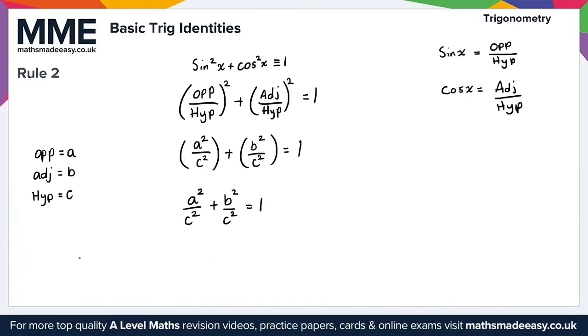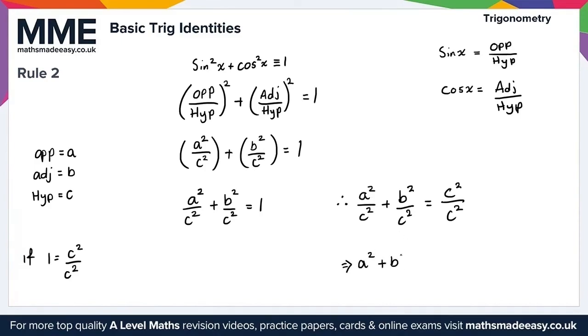Now if we express 1 as c squared over c squared, then we can replace that here. Therefore, a squared over c squared plus b squared over c squared will be equal simply to c squared over c squared. And if we multiply the numerators and the denominators by c squared, what we obtain is a squared plus b squared equals c squared. And that result proves our identity.